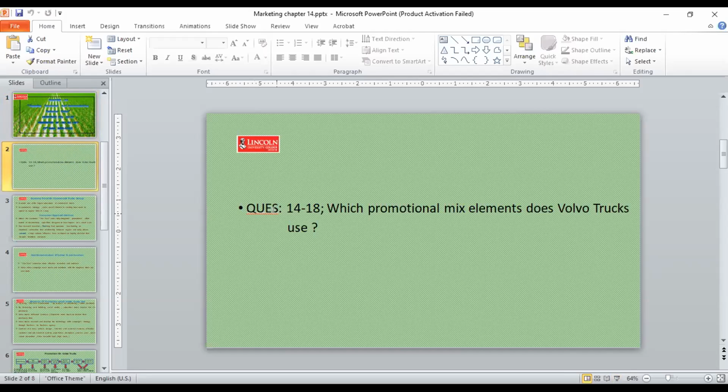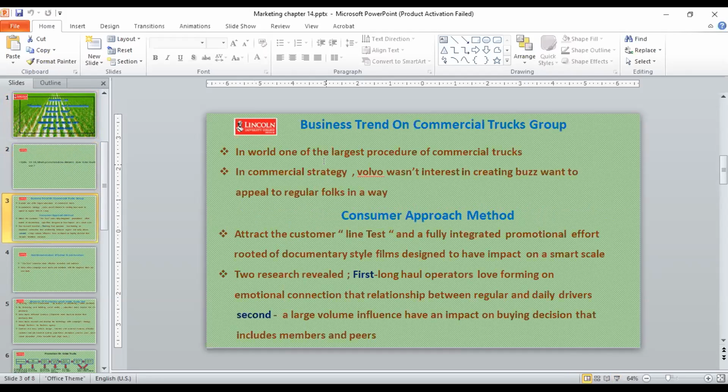The topic of the question is which promotion elements Volvo Trust uses. Please, I would like to present about Volvo Trust, the business. I will give an overview of the business. This is representative of all the questions, but I will also do the highlights.